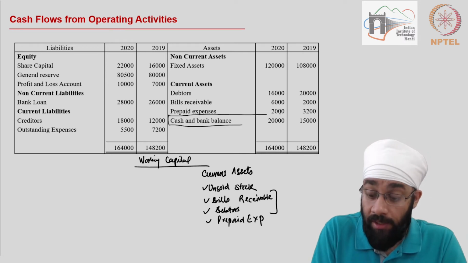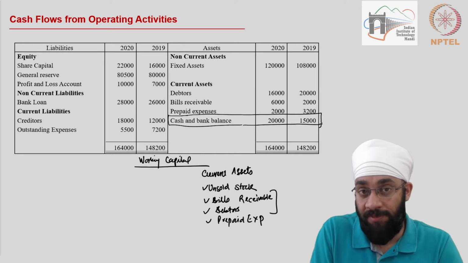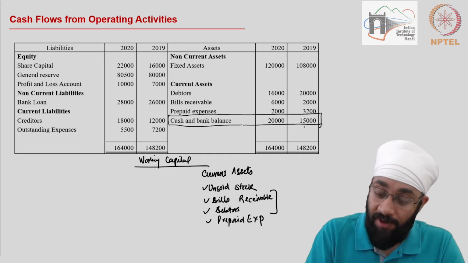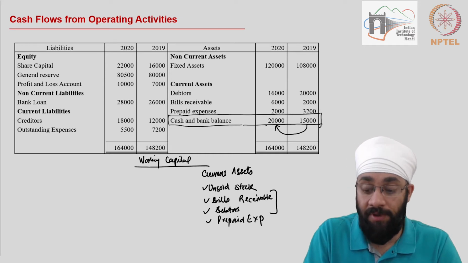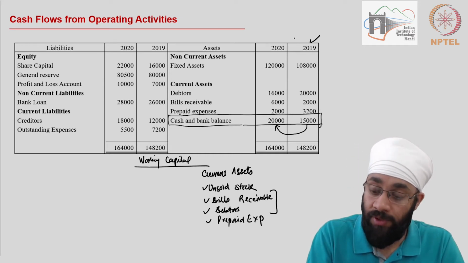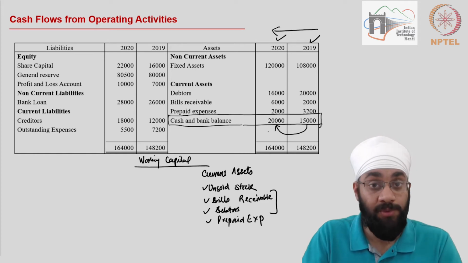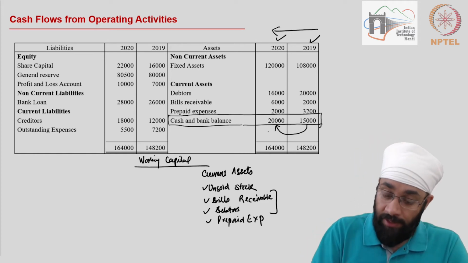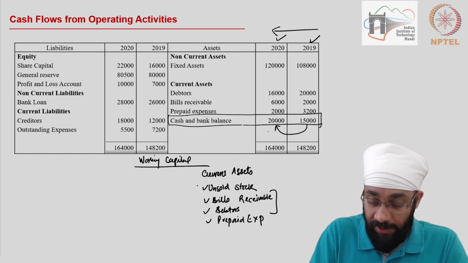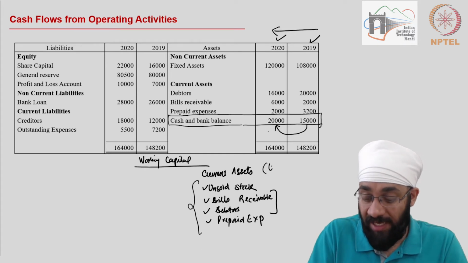But right now, the statement that we have in mind is the cash flow statement. That statement will explain this change. How did 5,000 come into being? And this is 2019 and 20, that's why I'm going in this direction. In the last year, cash was 15,000. Now cash is 20,000. Why? That's what we are after. So in the working capital changes, current assets actually use up your funds.